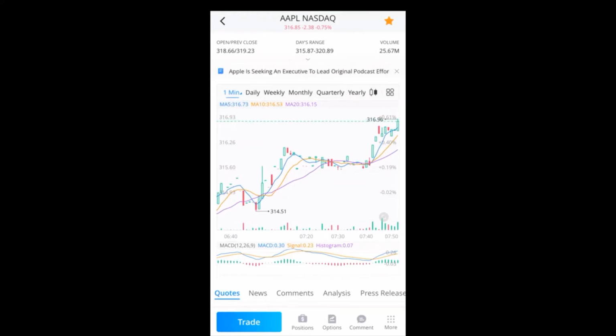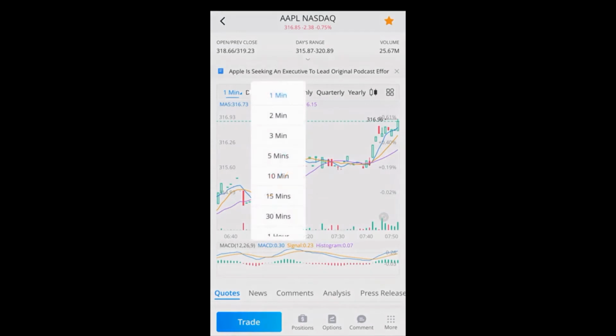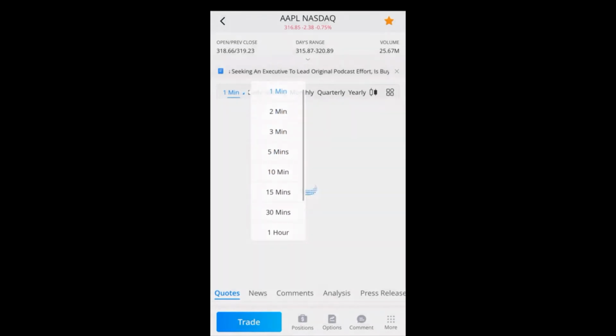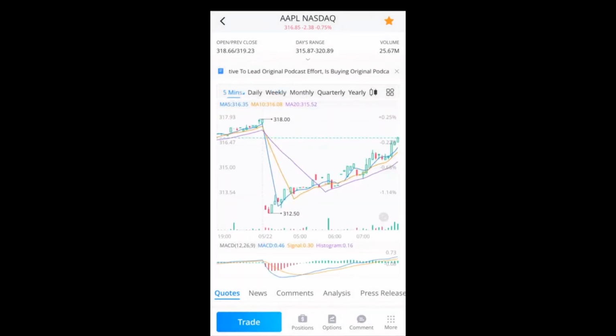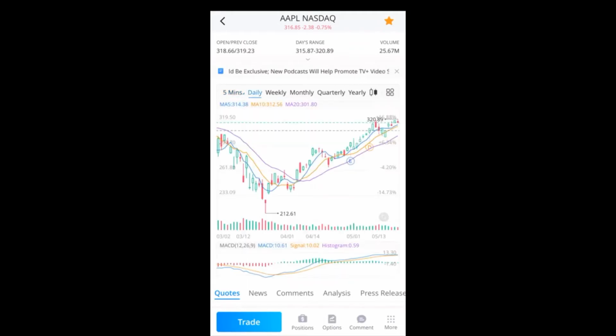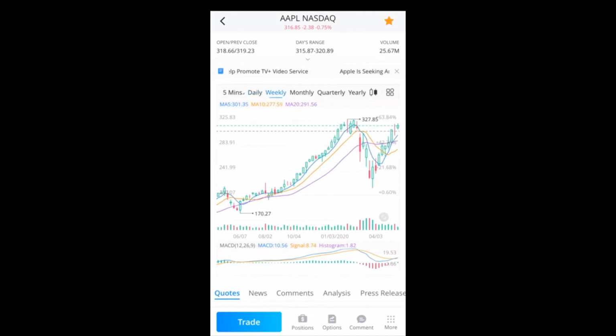And so right now it's a 1 minute. If you click where it says 1 minute, you can change the amount of minutes to, let's say, a 5 minutes. And so that means for every bar, green or red here, that means that bar represents 5 minutes of time. And you can also change it to a daily bar. So each bar represents 1 day, or a weekly bar to where each bar represents a full week of trading. And so depending on how you want to view the chart, you can change it to whatever you want.